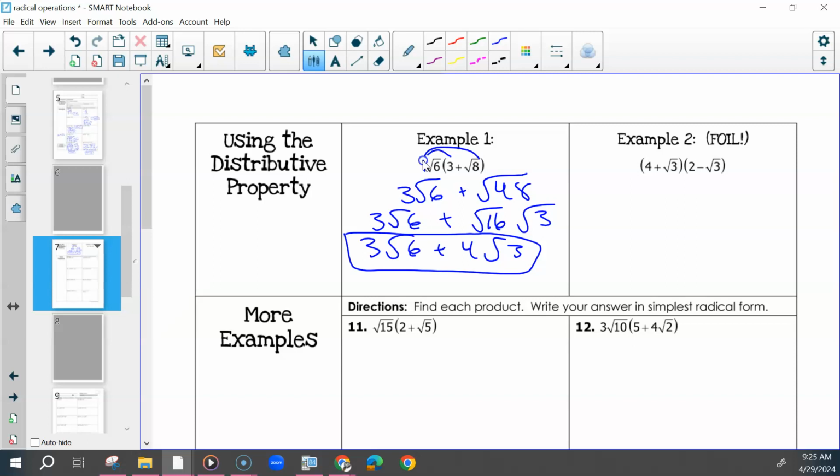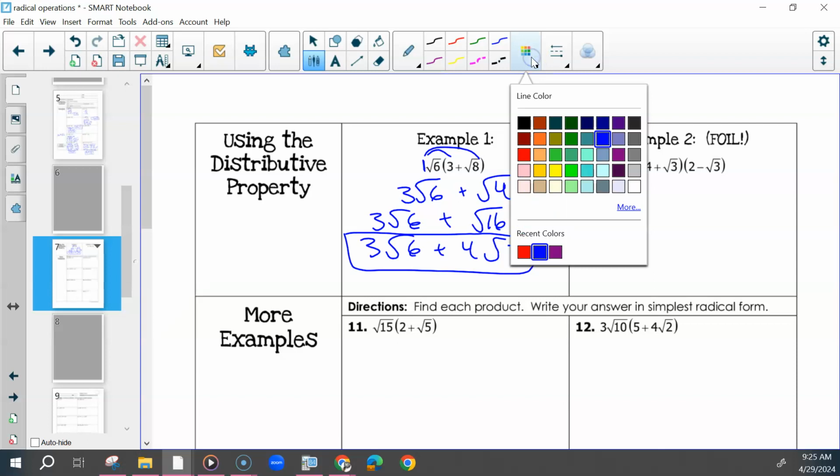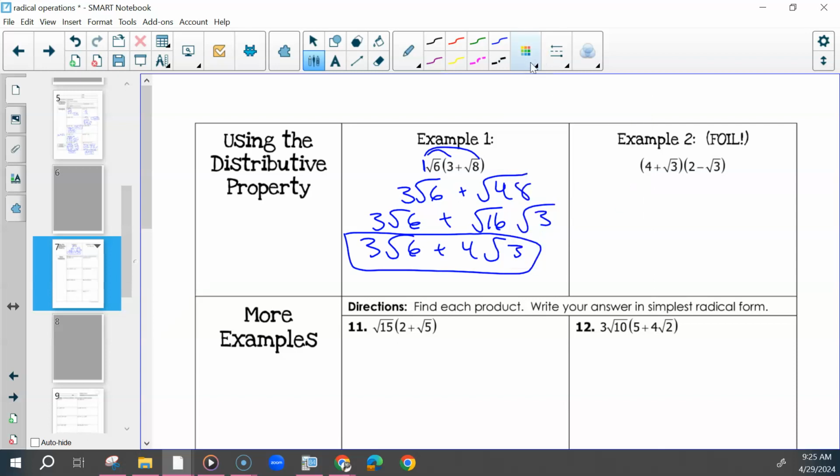Now we're going to do example 2 where we have 2 binomial sets of radicals. We're doing the same thing. If you would like to use the box method here, that would also work. I'm just going to distribute everything so you see what gets multiplied.